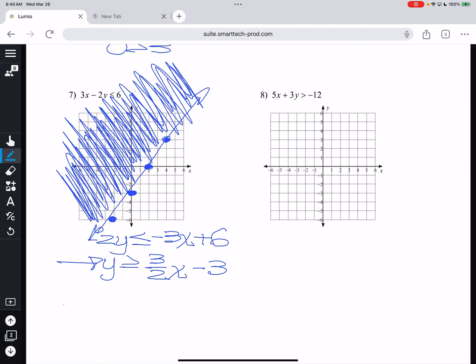DC, let me know when you have the equation. Okay, what'd you get? Y is greater than negative 5 over 3x minus 4. Wait, so we're gonna start this graph at negative 5x. For number 8, what's the B? Oh, negative 4. Right.